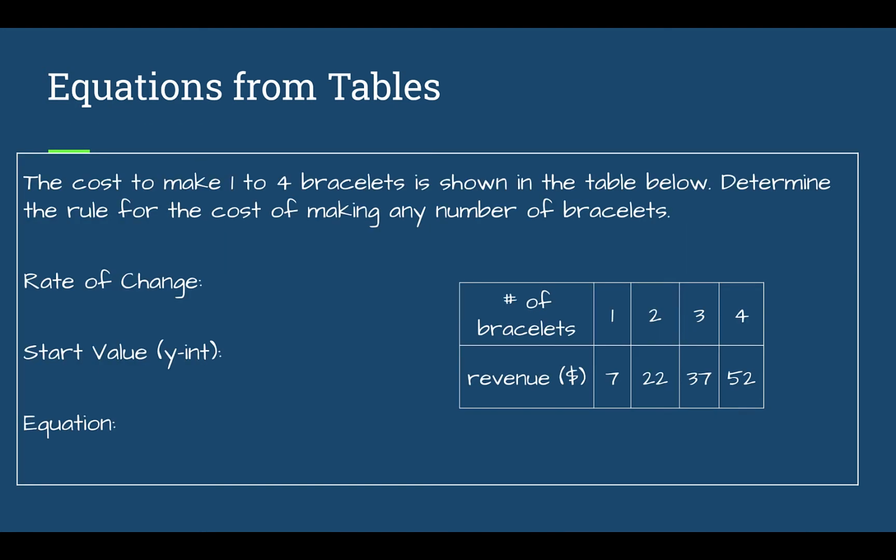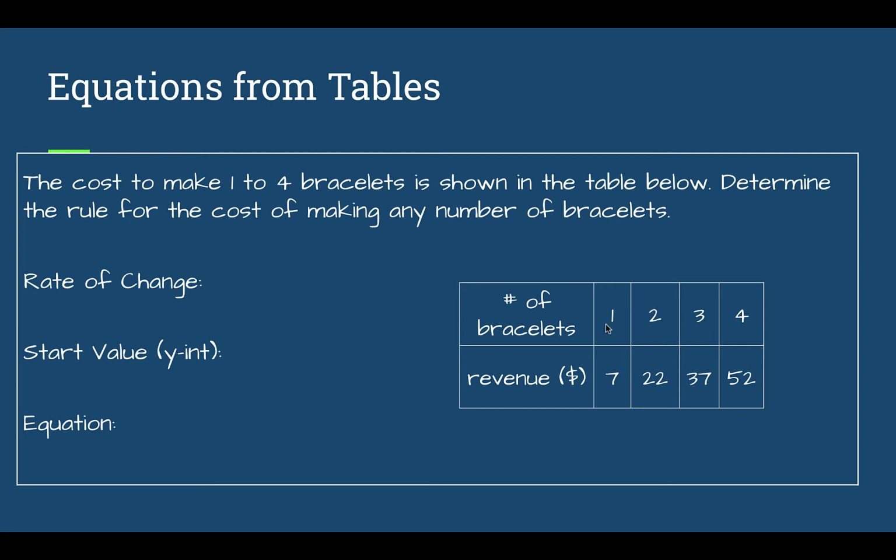Here we have a word problem and a table that goes along with it. So the cost to make 1 to 4 bracelets is shown in the table below. Determine the rule for the cost of making any number of bracelets. If we look at our table, here we can see that if we make 1 bracelet, we're going to earn $7. 2 bracelets will earn $22. 3 bracelets would let us earn $37. 4 bracelets would make us $52.